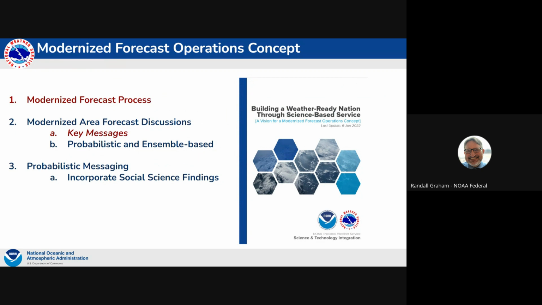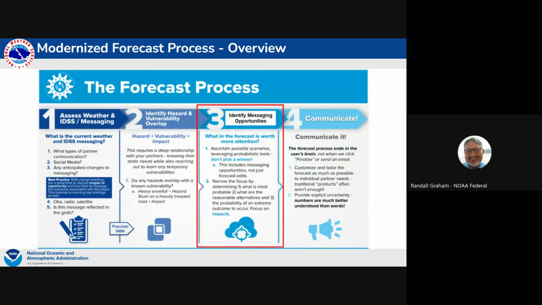The second part of the effort from this group has been the modernized area forecast discussions, working with Central Region ISD on the supplement that was published last September. The two key parts of that were the key messages section and how to use our AFDs to discuss more probable and ensemble-based outcomes, most likely outcomes, viable alternate scenarios, and that sort of thing. Highlighted in red there are the two things we're going to talk about today: a little bit about the modernized forecast process and key messages. The third leg of that stool is a prob messaging effort, working with the probabilistic messaging group to incorporate social science findings into our IDSS and our communications. So let's go on to the next one, Ginny, and then we'll talk a little bit about the forecast process.